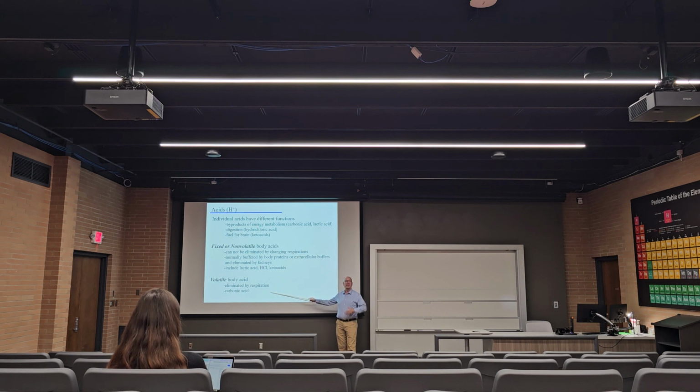And how we deal with these are different. The volatile ones, again, that main one being carbonic acid, we breathe it out as carbon dioxide. We can use the respiratory system to eliminate that one. The fixed acids are acids that build up in the body. These have to be neutralized and then removed through the kidneys. So we have different mechanisms for dealing with these different kinds of acids.